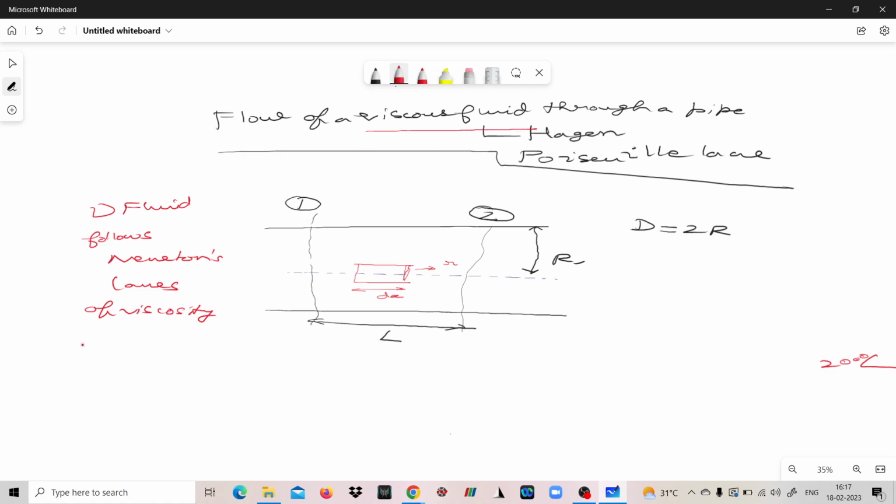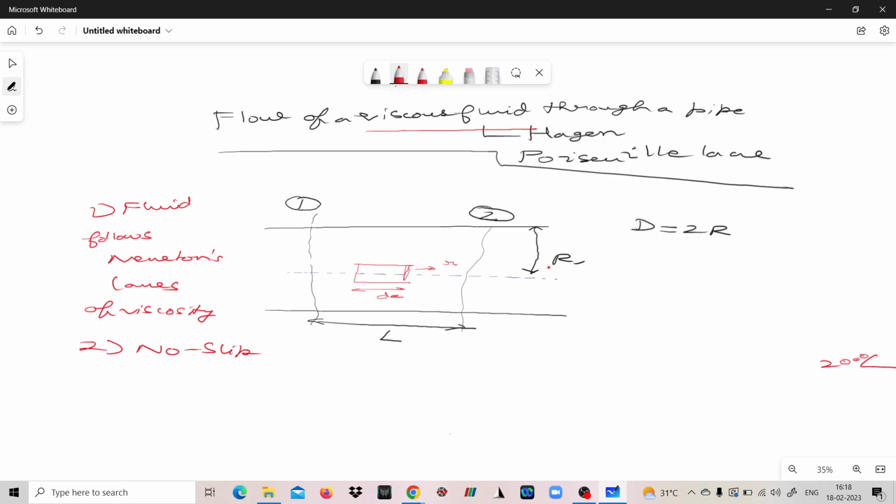Okay, and the second assumption is that the no slip condition is valid at the pipe boundary or the pipe wall. So what is the no slip boundary condition? We have already discussed it during week 1 of this lecture. The no slip boundary condition basically means that the relative velocity between the fluid particles which are in contact with the solid surface and the solid surface is zero. Since the pipe wall is fixed, the fluid particles in contact with the pipe wall also have zero velocity. Okay, so these are the assumptions.